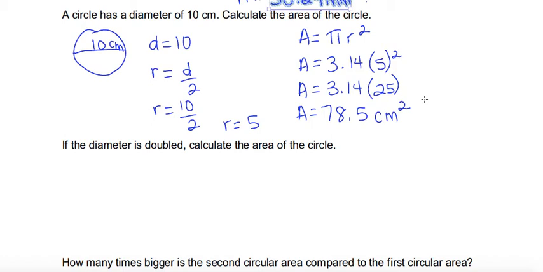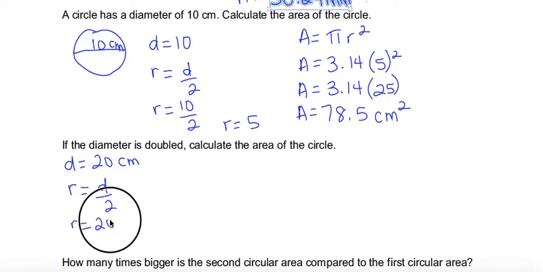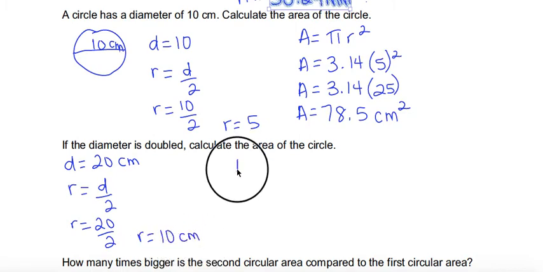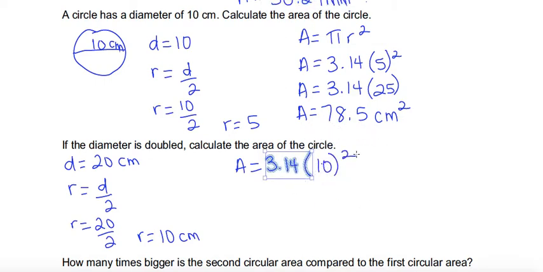If my diameter is doubled, so let's say now I have a diameter of 20 centimeters instead of 10 centimeters, let's see what happens to the area of my circle. So if my diameter is 20 centimeters, my radius is the diameter divided by 2, which is 20 divided by 2, which is 10 centimeters. So the area of a circle is 3.14 times the radius, which in our case is 10, and 10 squared.